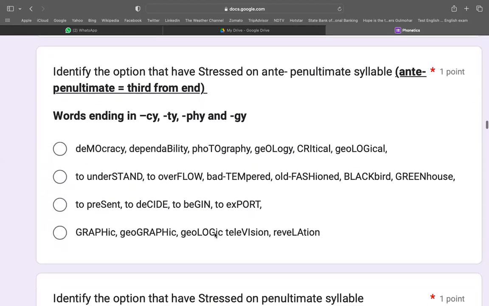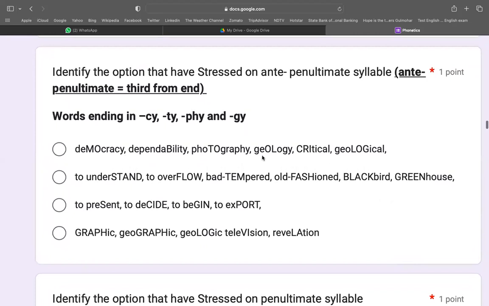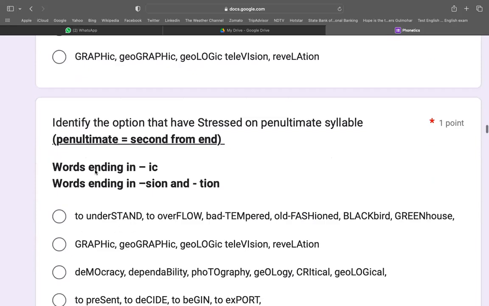Now, next is called identify the option that has stress on the antepenultimate syllable. Antepenultimate means third from the end, right? So democracy, ending with CY, TY, PHY and GY. This gives you a hint here. On the basis of that, we can say this one does not end with CY, TY, PHY or GY, this one also not, this one is not. Then this would be the answer.